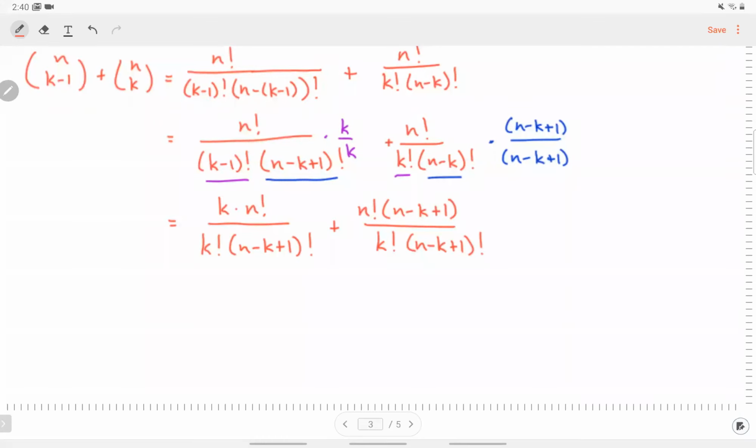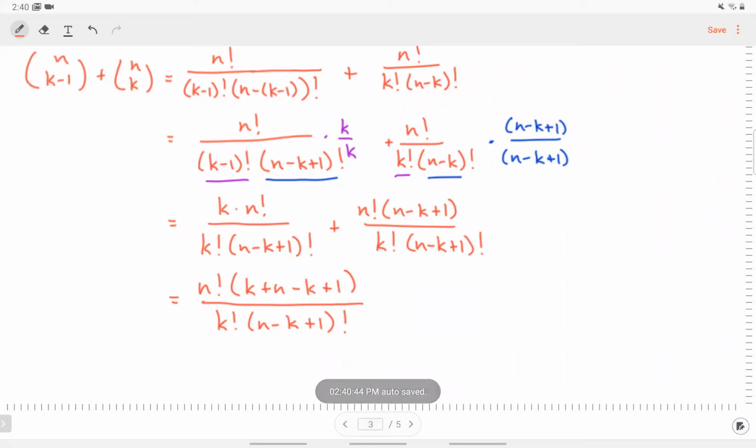So now I do have that common denominator I wanted. It was a little messy to get there, but I do have that common denominator. So I'm going to factor that n factorial out of the numerator, and get here. We're almost done. Any questions so far? I mean, this is a bit of algebra in here. Anybody getting lost in the algebra and need me to explain a step?